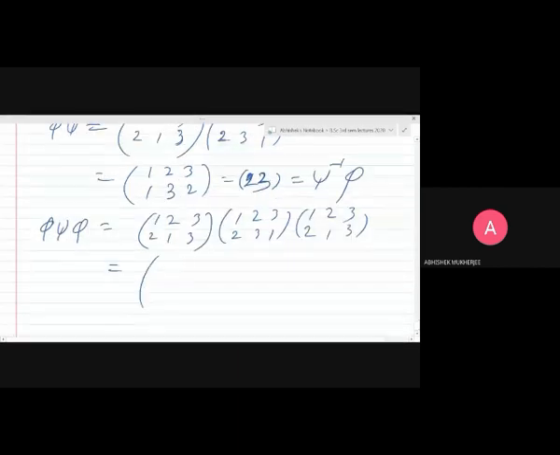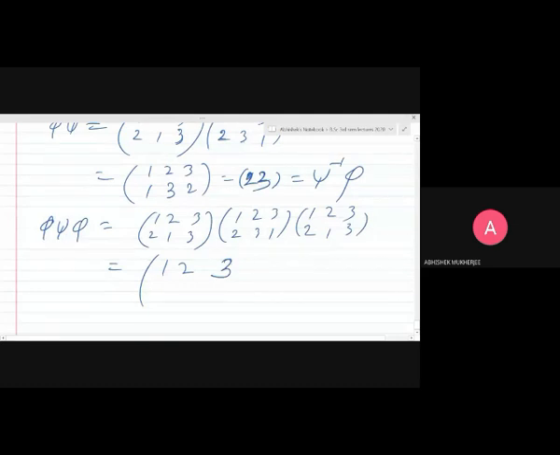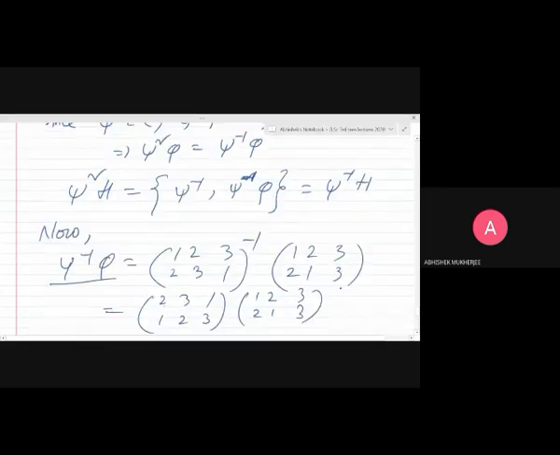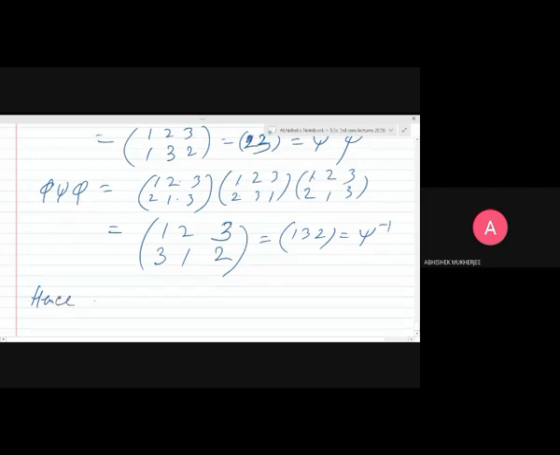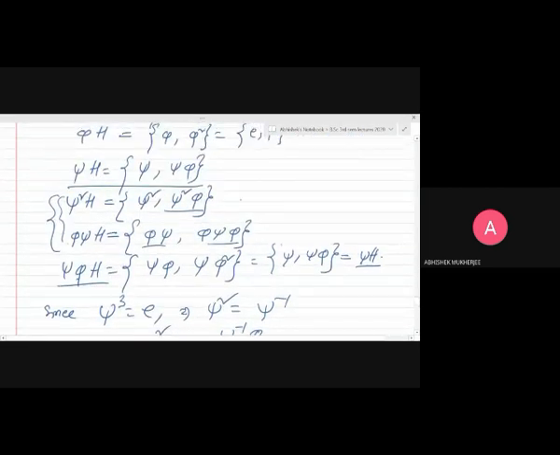If you calculate this, 1 goes to 2, 2 goes to 3, and 3 goes to 3. So 1 goes to 3, 2 goes to 1, 1 goes to 2, and 2 goes to 1, 3 goes to 3, 3 goes to 1, 1 goes to 2. So this is actually the 1 3 2 cycle. That means it equals psi inverse. Hence these two cosets are same.